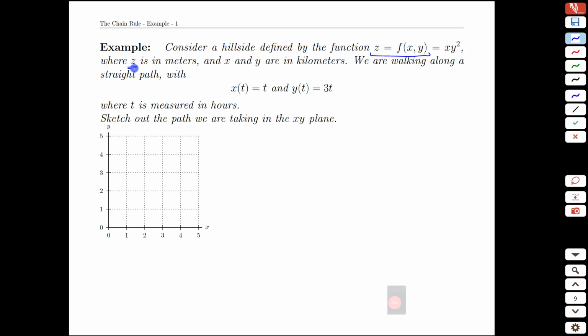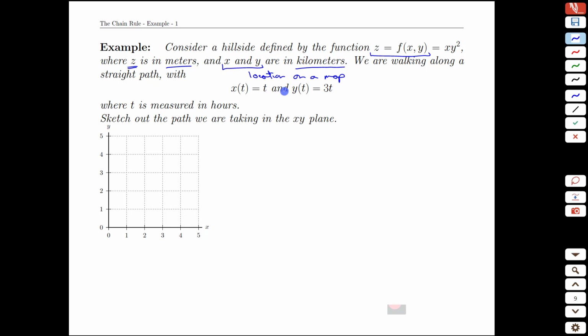Now, as a typical height on planet Earth, we would represent the z as height in meters, but the distances that we're traveling, and we think of this x and y as a location on a map, it's entirely reasonable that that has units of length, but different units. We're going to use units of kilometers. We're then going to relate the position in x and y to time.